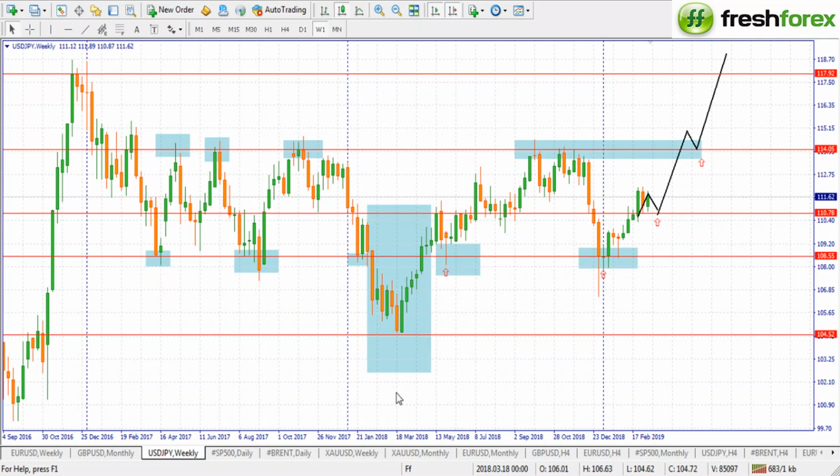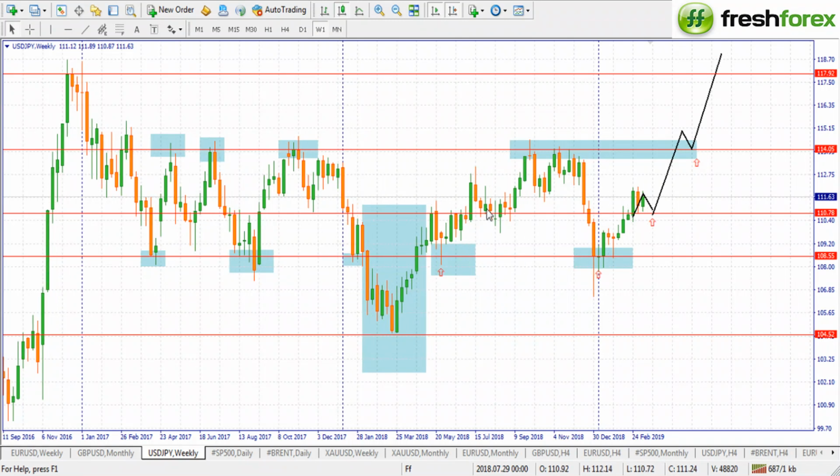USD JPY. So nothing has changed much on this one. We still have our lines the same way we had them yesterday. There's the main line, there's the next one, there's the third one. We still want price to move up, but only if it can retrace back up to 110.78.